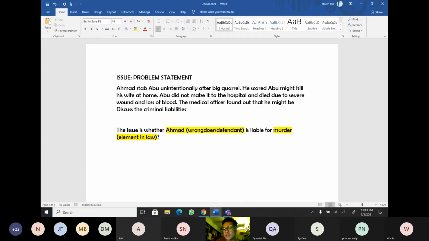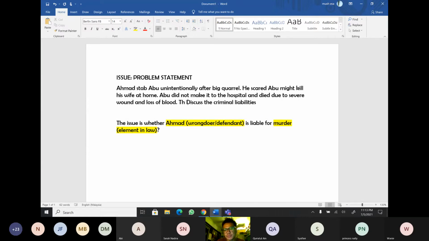Sepelik je. Tak ada. Tak boleh tahu sini. Dan itu je lah. Sebab nanti kan complicated pula. So Ahmad stab Abu unintentionally after big quarrel. He scared Abu might kill his wife at home. Abu did not make it to the hospital, okay, and died due to severe wound and loss of blood. Discuss the criminal liabilities of Ahmad.